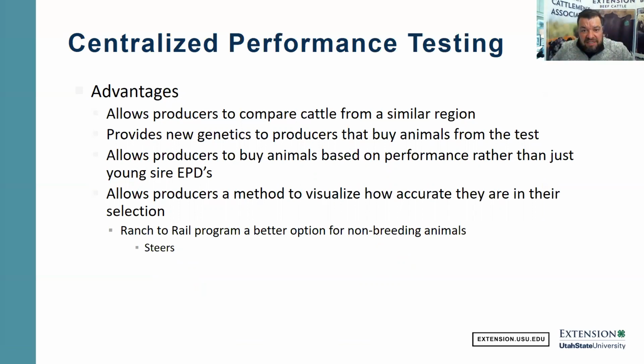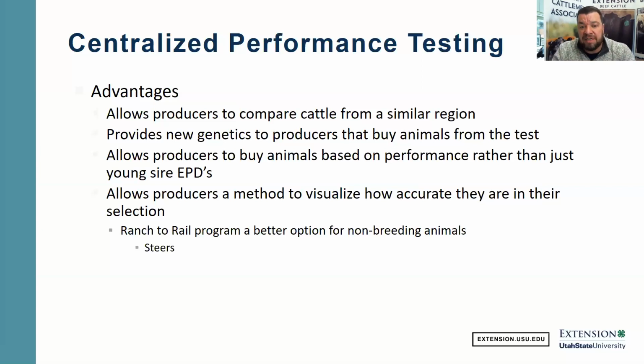And the other advantage is it allows producers to really look at animal performance rather than some of our genetic predictions, such as young sire EPDs, which we know can be a little inaccurate because they haven't produced any progeny. So you actually get to look at some actual performance data from these animals.